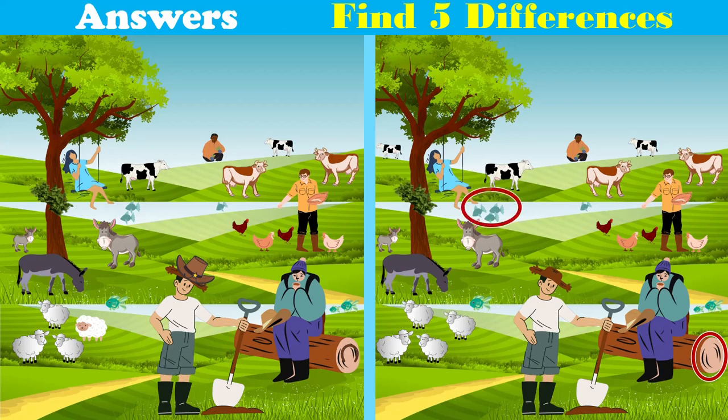3rd difference. 4 same type of sheep are here, but in picture 1 only 3 sheep are same. 1 is different. 4th difference. This man has worn small hat, but in picture 1 it is big.